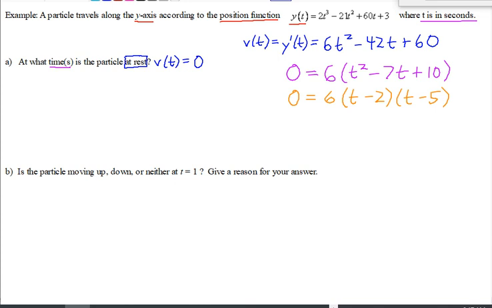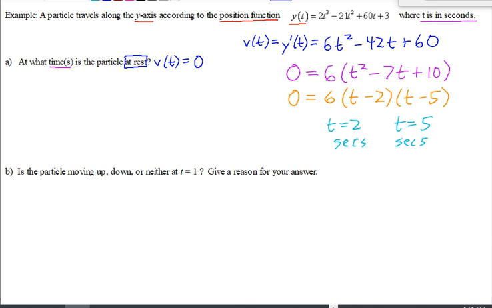So 6 can never be equal to 0. If you set t minus 2 equal to 0, you get t equals 2. And t minus 5 equals 0, t equals 5. And remember, the units for time are seconds. So there's two different times, that's why it said time or times in parentheses. At t equals 2 and t equals 5 seconds is when the particle is at rest.